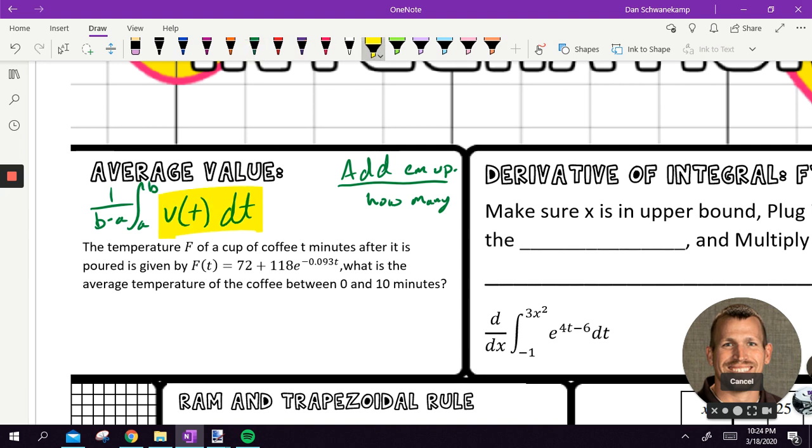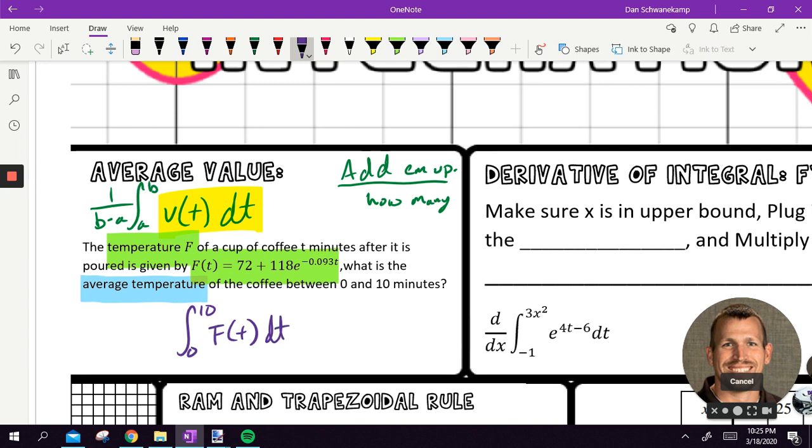Okay? So, example here: the temperature F of a cup of coffee, t minutes after it is poured, is given by F of t. What is the average temperature? They told me temperature, and I want to know the average temperature from 0 to 10 minutes. So to do that, I would integrate from 0 to 10, F of t. That would tell me the total temperature, which doesn't tell me a lot. If I add them all up, it just tells me all of the temperature degrees.